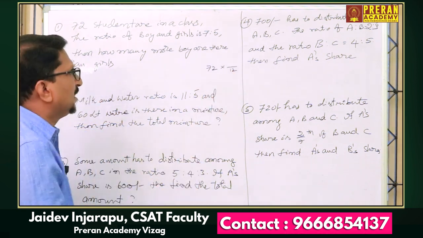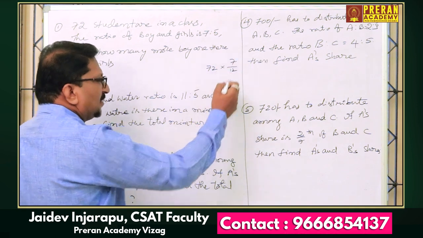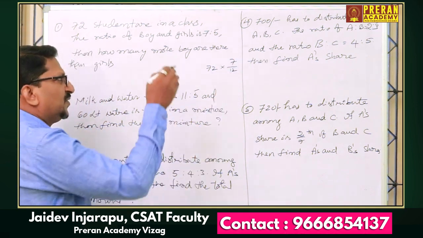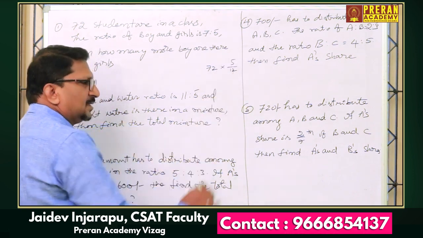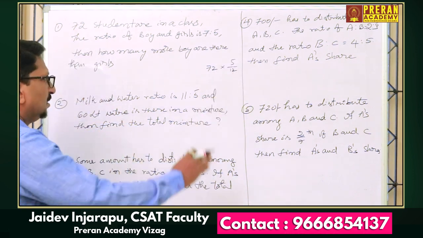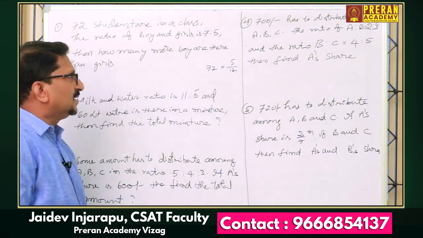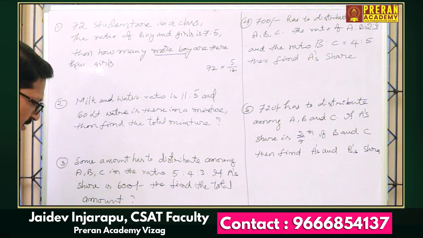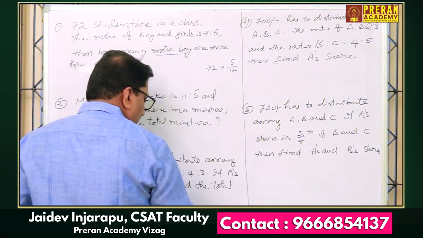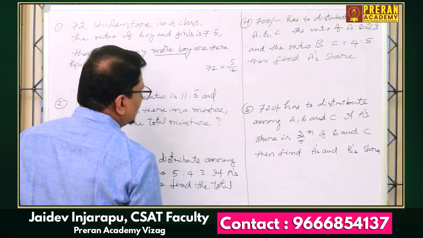So if you want to find boys, we will be writing here 7. If you want to find the girls, we will be writing here 5 and we will be calculating. I am repeating once again. Here he has asked you how many more boys are there in the class. How many more boys are there than the girls in the class? That is the question.